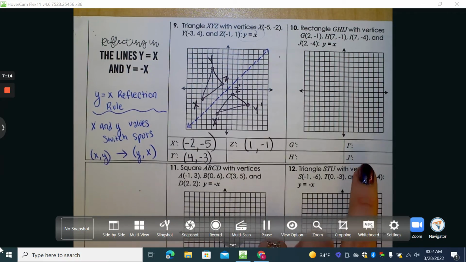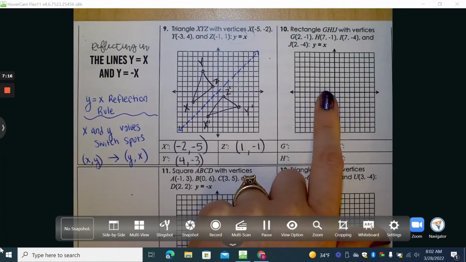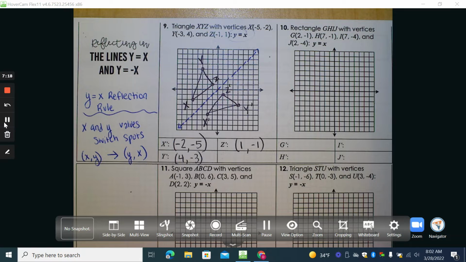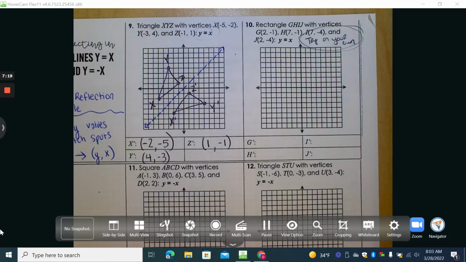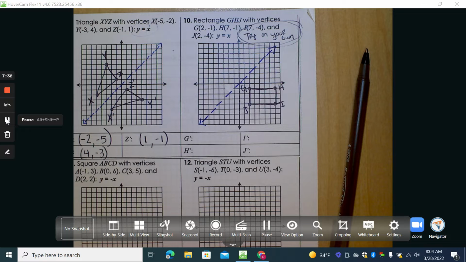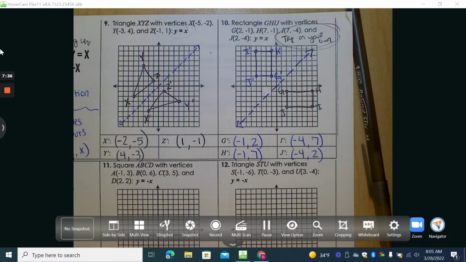We're going to do the same idea over here. I want you to try on your own. I'm going to leave it on for a few seconds for you to try on your own, and then I'm going to show the answer. So try on your own, and then check your answer in 5 seconds. Here's my original image, and here's my reflected image. And so yours should look similar to that.